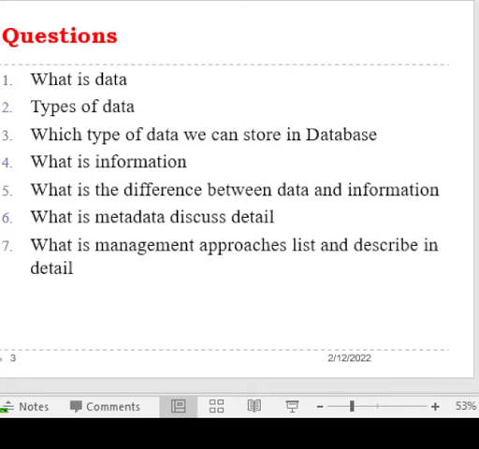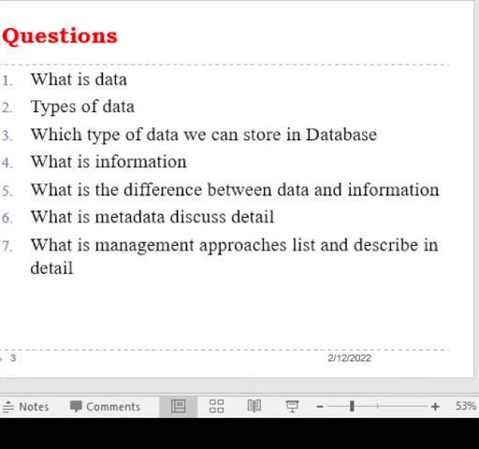So which data type can we store in a database? Is it structured data, unstructured data, or semi-structured data? Any student must understand which types of data we can store in a database. We cannot store all the data at once, but which one is more preferable to store in a database.